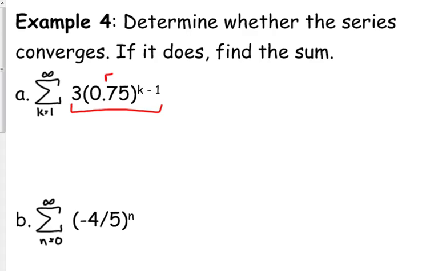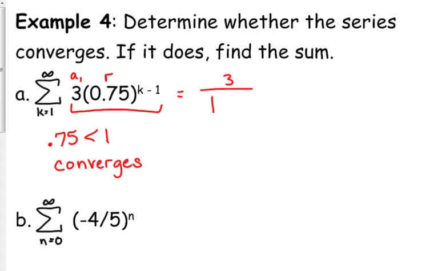Does the series converge? Is 0.75 less than 1? Yes, 0.75 is less than 1. This does converge, so we can find the sum. The sum is equal to the first term. What's our first term? 3/(1-r). 1 - 0.75 is 0.25, or 1/4. 3/(1/4) is 12. The sum of this infinite sequence is 12.